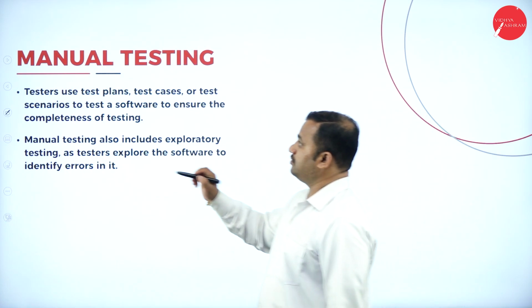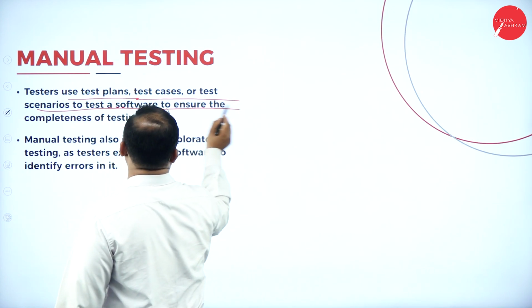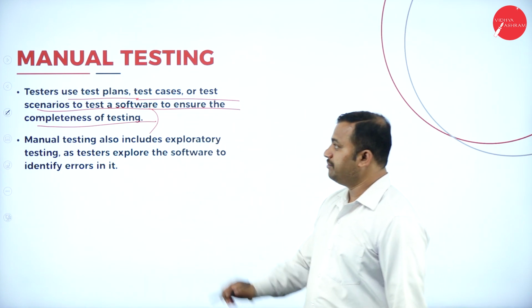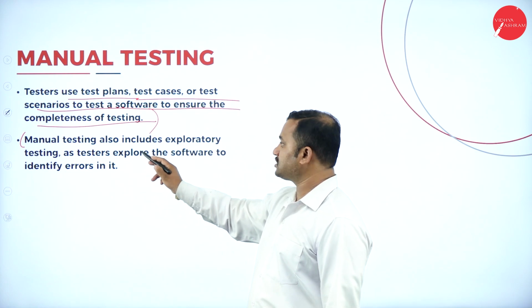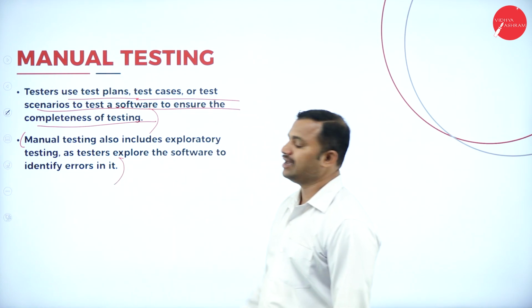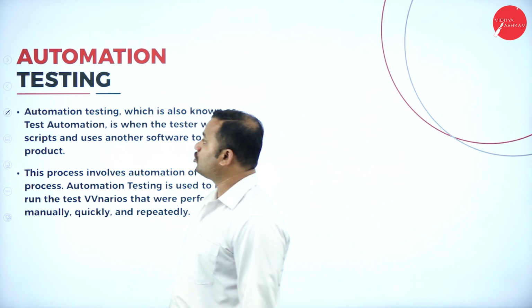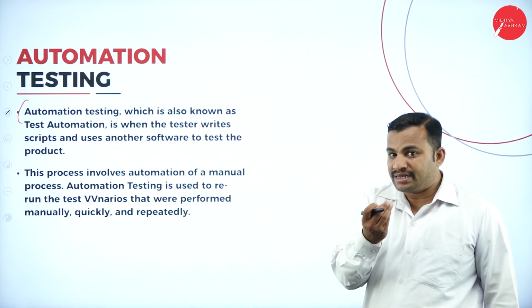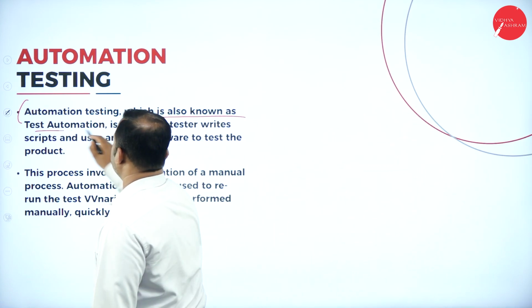In manual testing, the tester uses test plans, test cases or test scenarios to test the software to ensure the completeness of testing. Manual testing also includes exploratory testing, as testers explore the software to identify errors in it. Then, moving on to automated testing, a certain set of testing tools will be provided to them, which is also known as test automation.